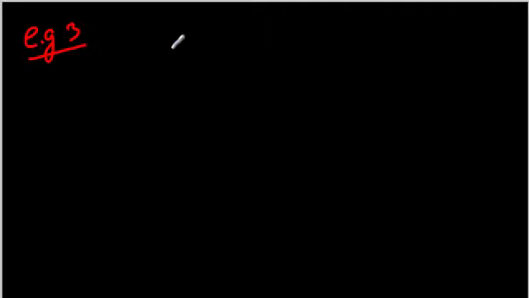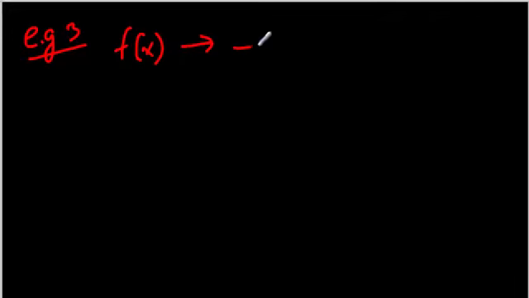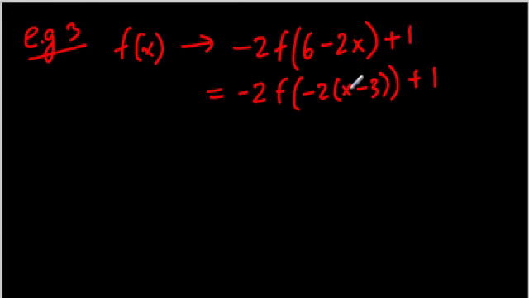Let's do another example. Example 3. Let's say you go from f of x to -2 f of 6 minus 2x, plus 1. If I asked you to list the transformations, remember the first thing that we have to do is factor. So it's -2 f of -2 times x minus 3, plus 1, because -2 times x is -2x, and -2 times -3 is positive 6.